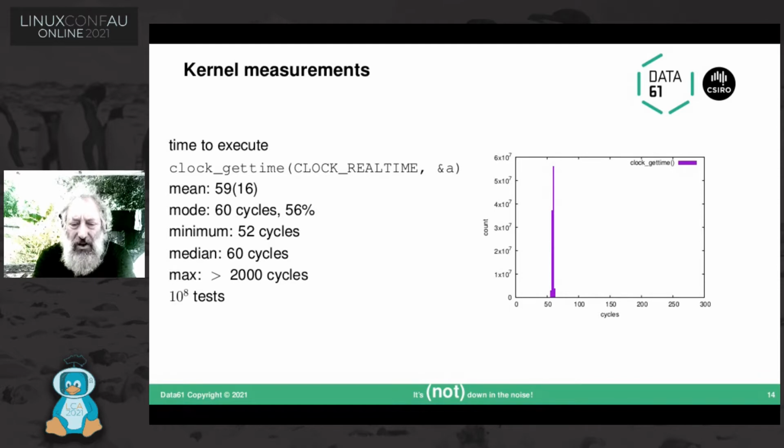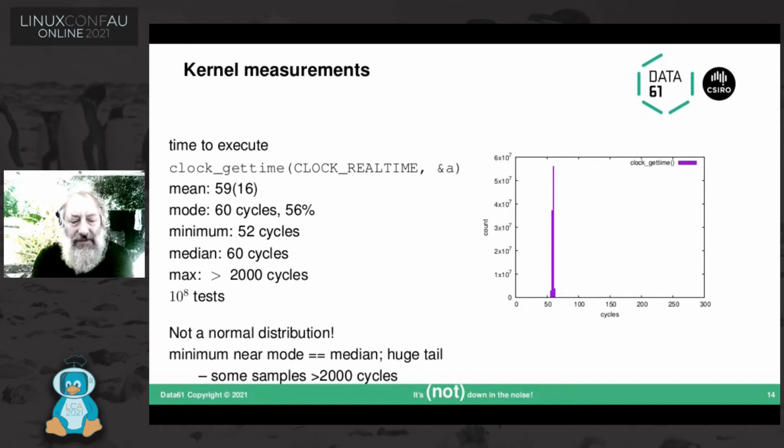There's something slightly off here anyway. I was expecting the minimum to equal the mode, and it doesn't. And I suspect that's because of the way I'm measuring it. What's clear here, though, is that this is nowhere near a normal distribution. The minimum is very near the mode. The mode is equal to the median. It's got a huge tail, and some samples are greater than 2000 cycles.